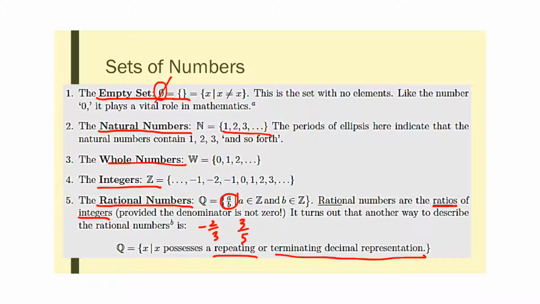Let's take an example, maybe 1.333 repeating. Well, that is also represented by 4/3. They're the same number. Or you could have a terminating decimal, let's say 1.25, which would also be represented by 5/4. Okay, so those are rational numbers.